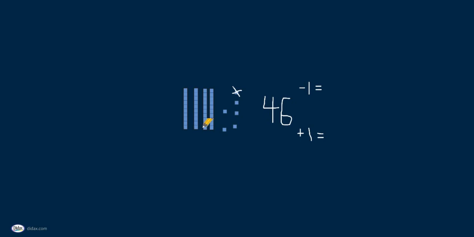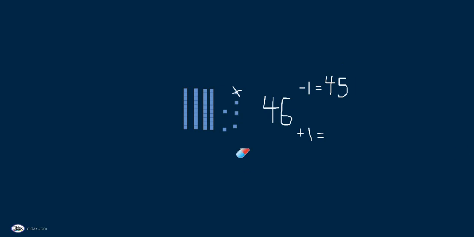I have 1, 2, 3, 4 groups of 10, or 4 rods. So I'm going to put a 4 in my tens place. And I have 1, 2, 3, 4, 5 dots. So I'm going to put a 5 in my ones place. And now I have the number 45. Let's go back and recount. 10, 20, 30, 40, 41, 42, 43, 44, 45. So now I know that 46, take away 1, is 45.